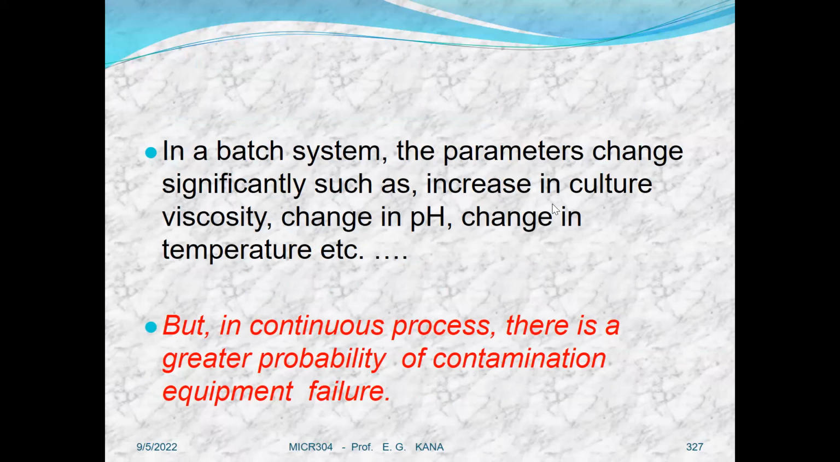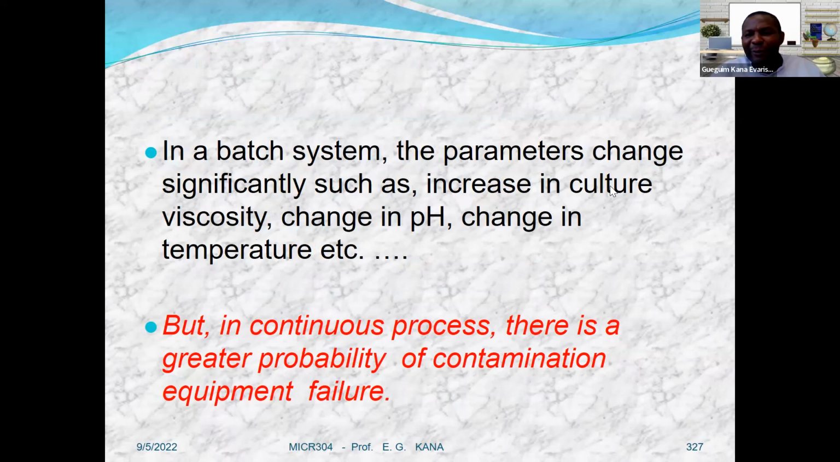We said that in the batch system, the parameters change, right? If you look at the case of the batch system, nothing is constant. For example, the culture can become too viscous when you have a large production of metabolite or cell growth. The pH will be changing as well due to the metabolic activities and the kind of substrate being used. The temperature itself will change over time. In other words, the batch system is actually an unstable system.